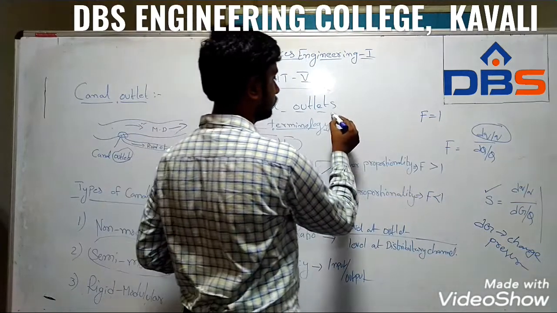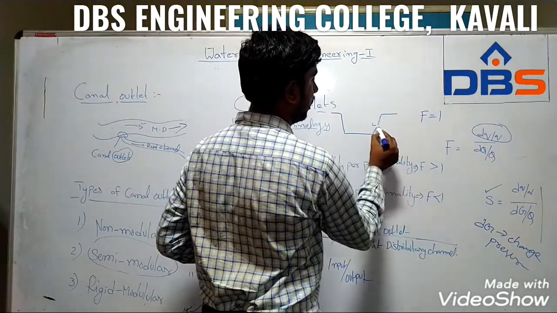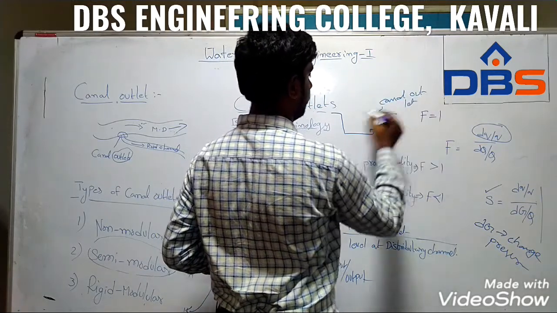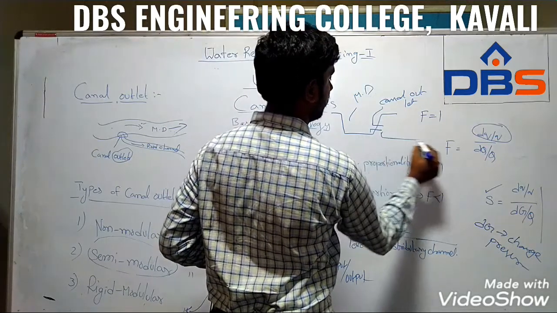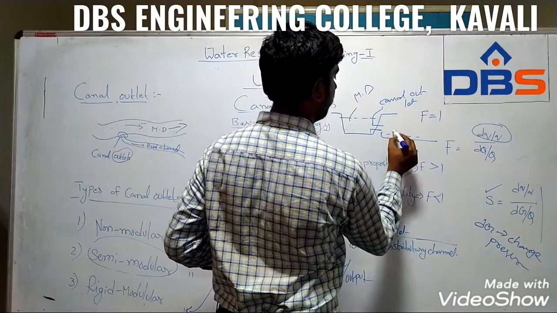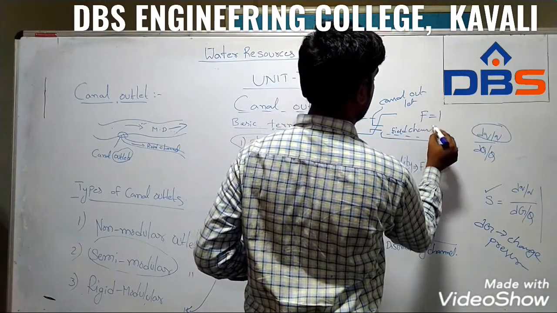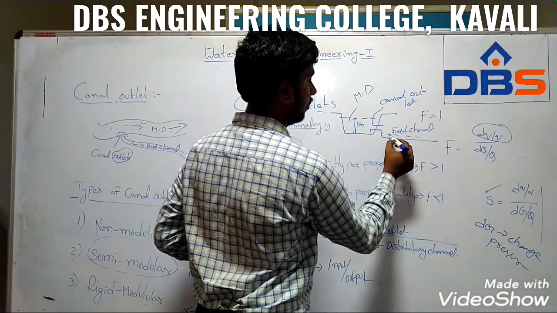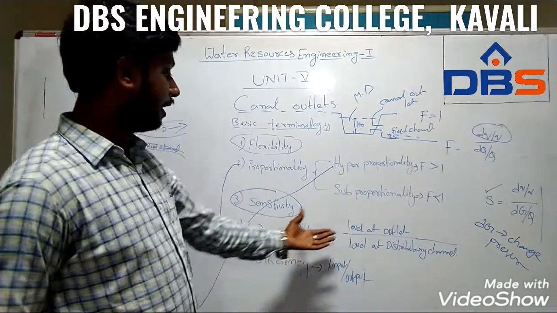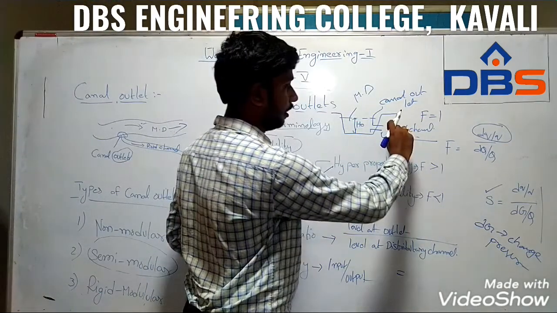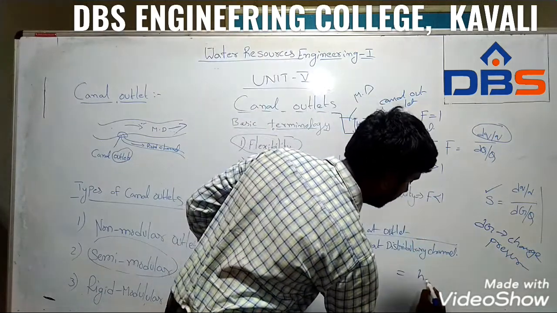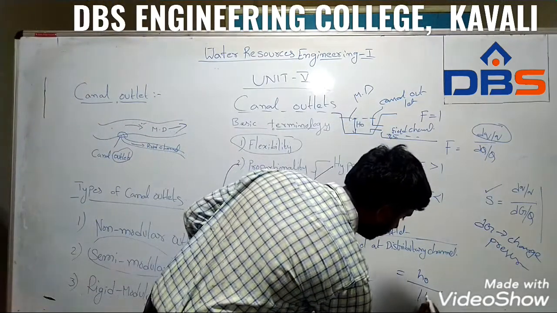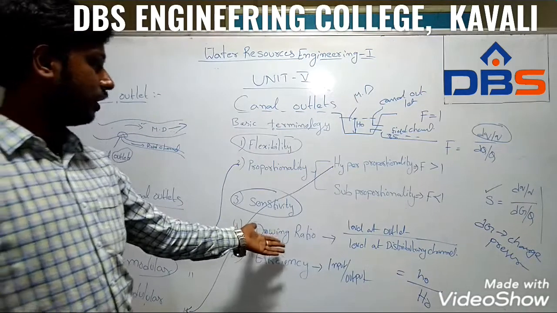For example, this is a major distributary. Here we have the canal outlet. It is the major distributary and it is the field channel. See here, this level is indicated with H0 and this level small h0. So the drawing ratio is nothing but the ratio between the water level at the field channel, h0, by the water level at the major distributary, H0. So this is called the drawing ratio.